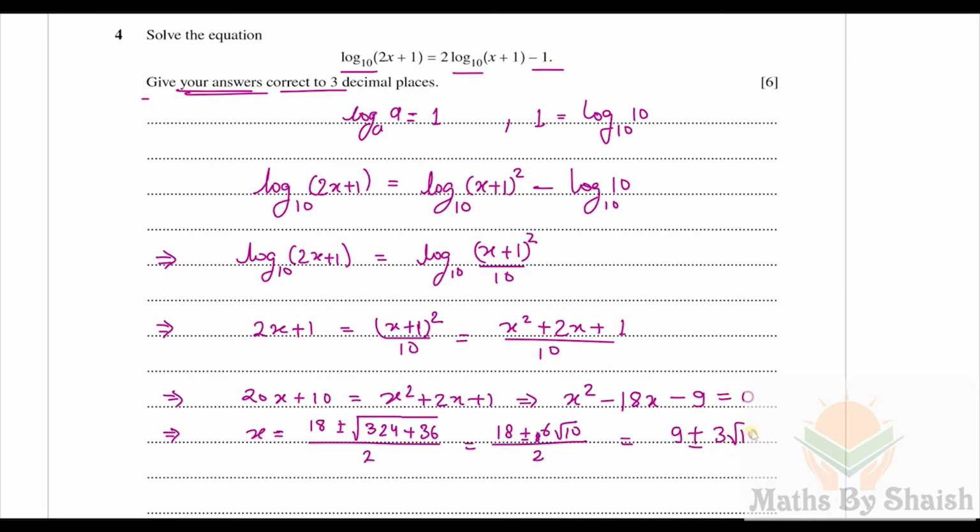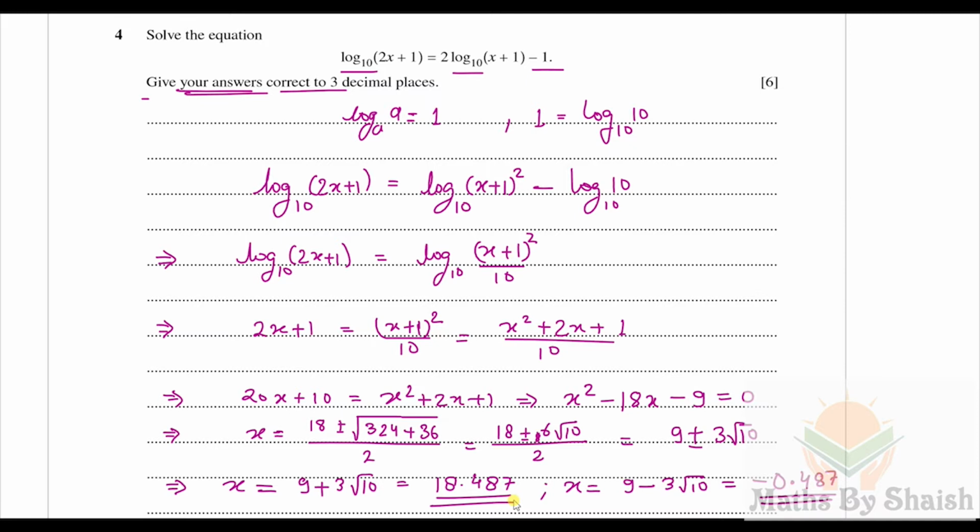So now from here we will calculate the two values of x to 3 decimal places, because they require it to 3 decimal places. One is 9 plus 3 root 10, which is, let me calculate it, 18.4868, so 18.487, and another value is x equal to 9 minus 3 root 10, which is minus 0.4868, so minus 0.487. So these are the two values for x for this equation. So I hope it is clear. Let's do the next question.